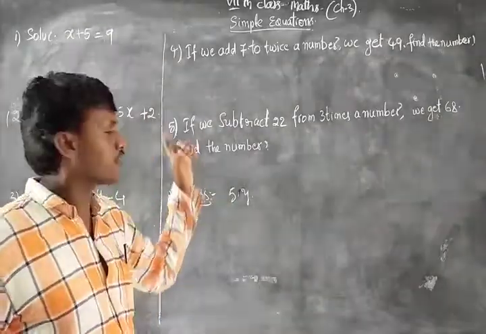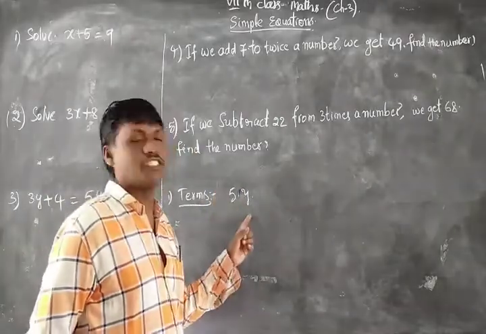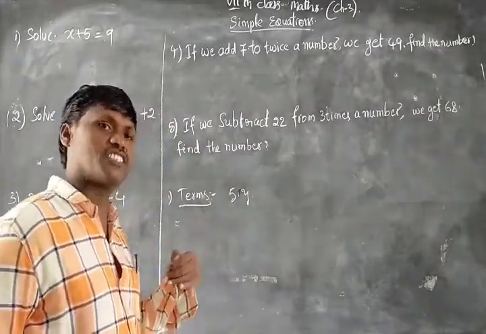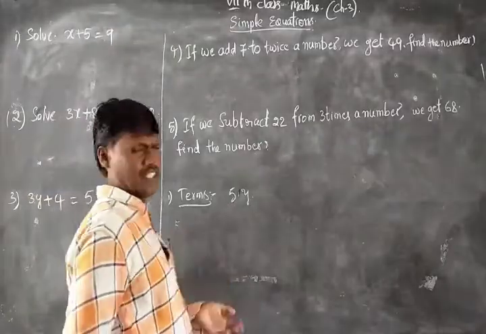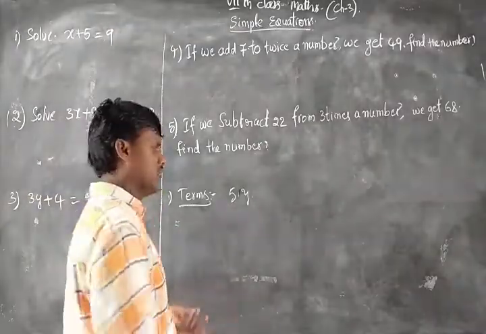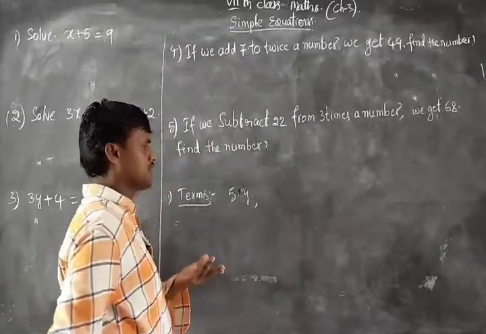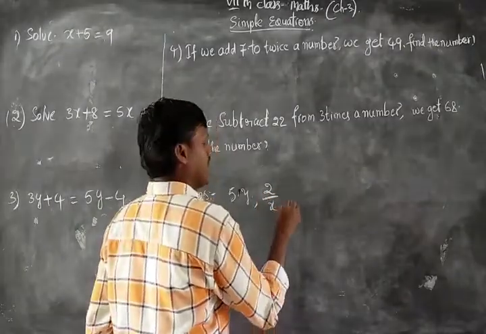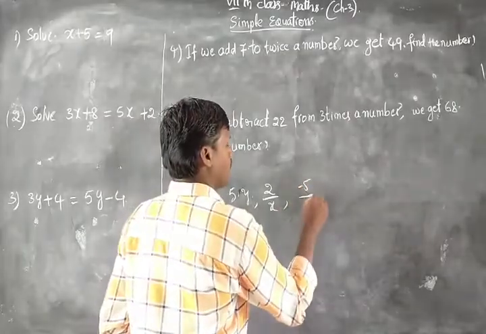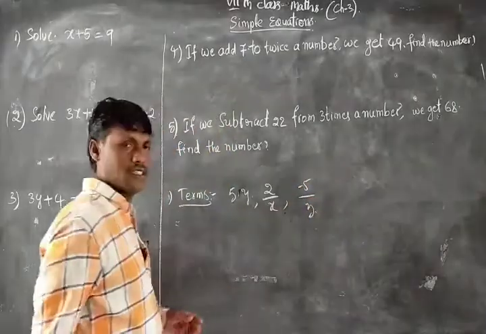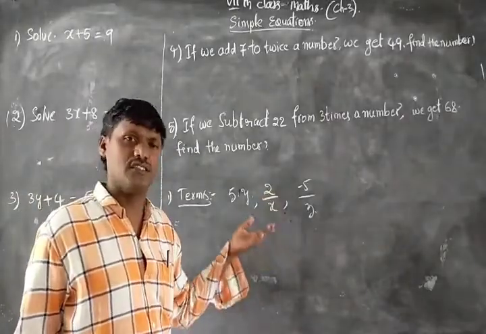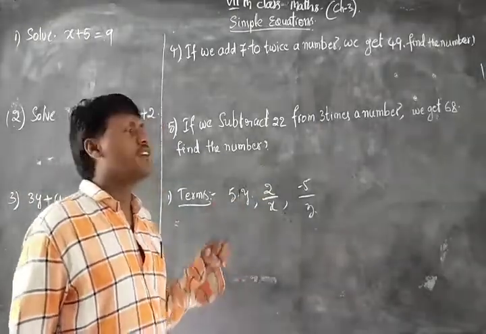A term is a product of constant or variable, a single variable or single constant. We can say that. I will give you some kinds of variables: 5 by 2 by x or minus 5 by y. This kind of value. Then 2 by x means actually you can write 2 into 1 by x. This is also a term.